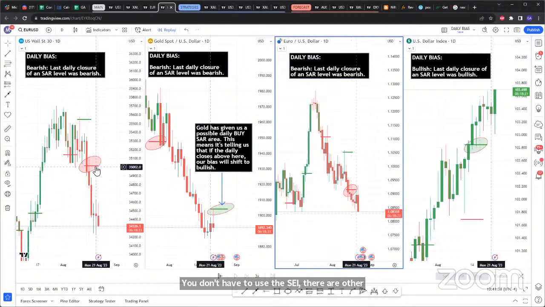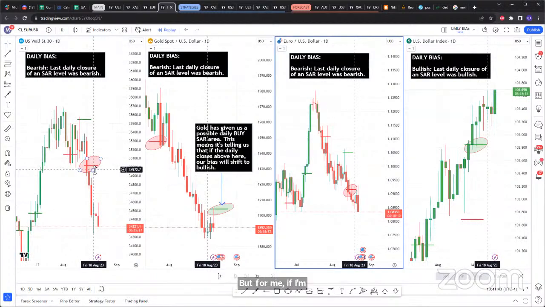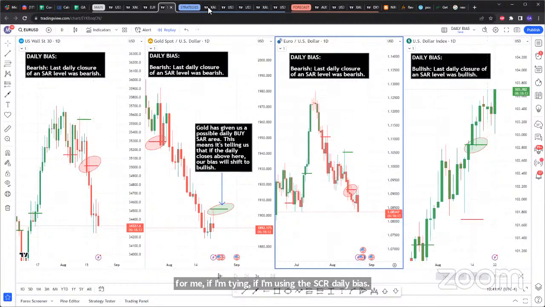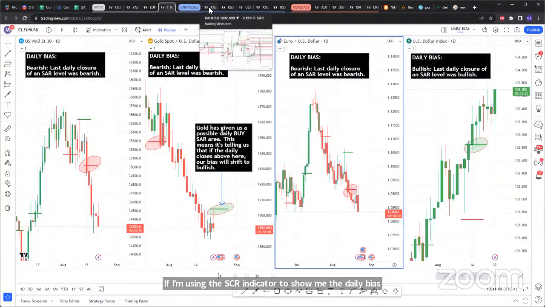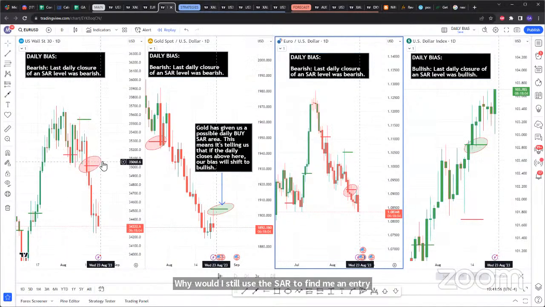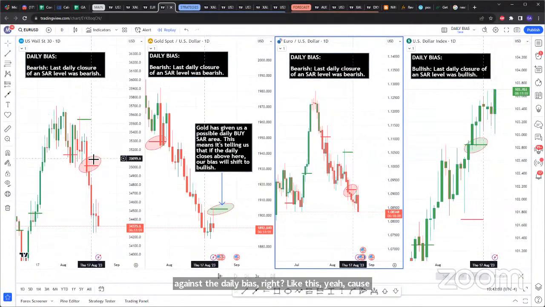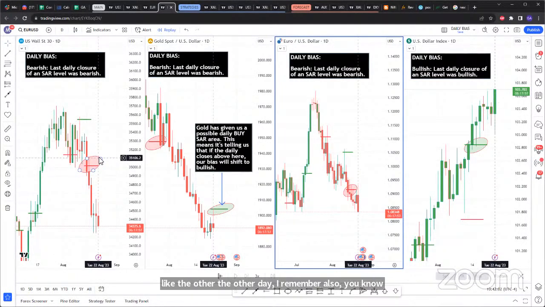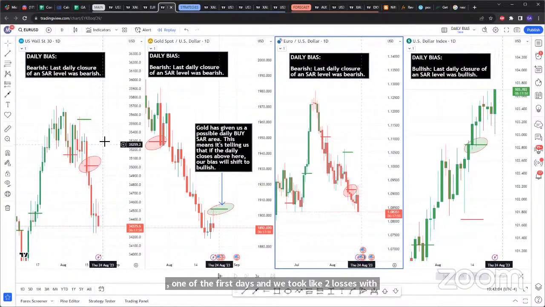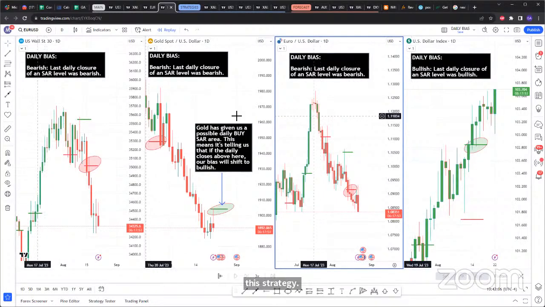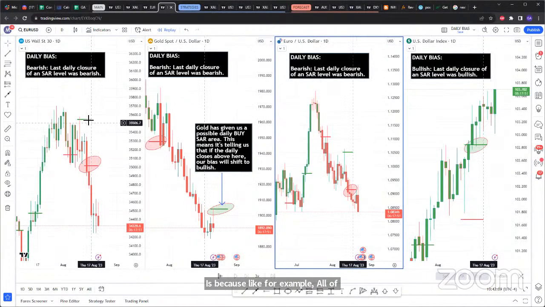But for me, if I'm using the SAR indicator to show me the daily bias, why would I still use the SAR to find me an entry against the daily bias? Like this. Because I remember one of the first days, we took 2 losses with this strategy, because all of these entries have been bearish for like 2 weeks, which supersedes when I deployed this strategy.